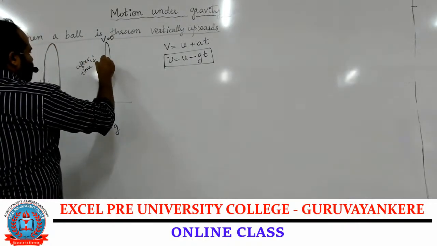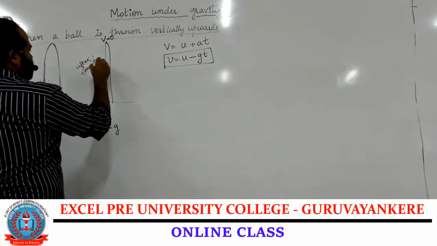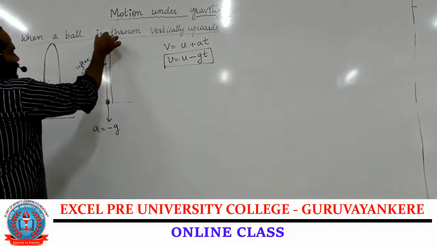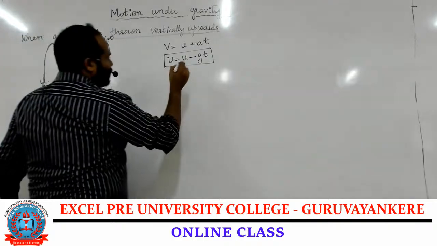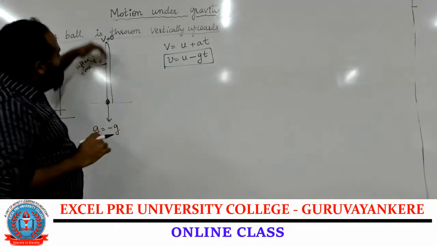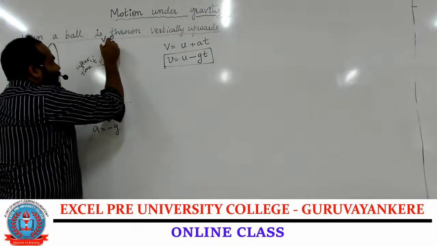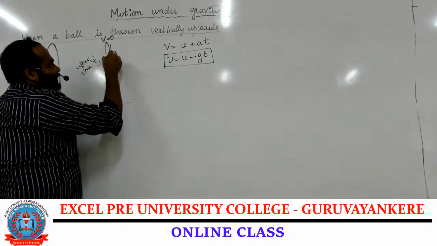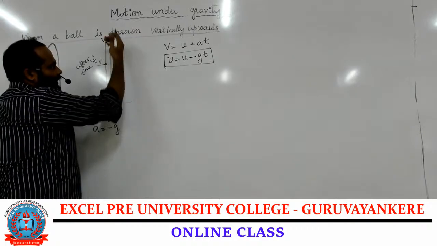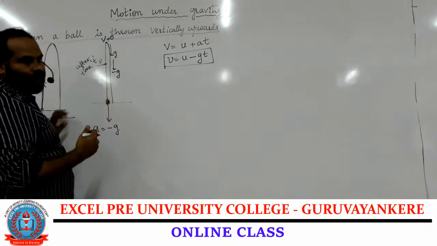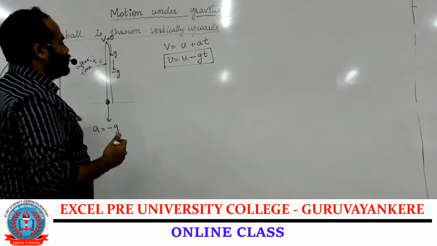So here, after time t, it comes to this height. So this is v. Here the velocity becomes 0. Then it cannot go further, because its velocity has become 0. Then suddenly what happens? Acceleration due to gravity takes over, coming down.